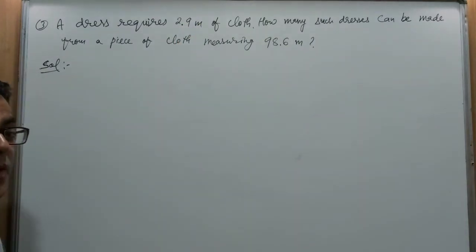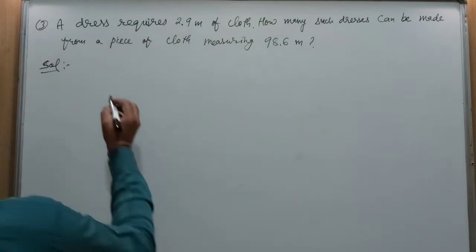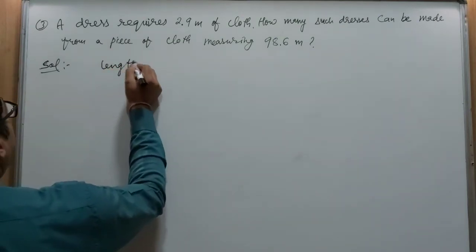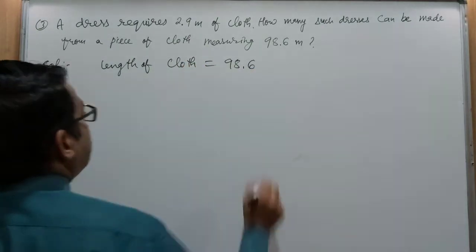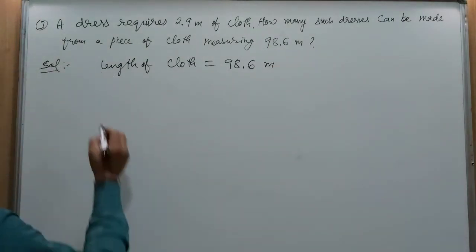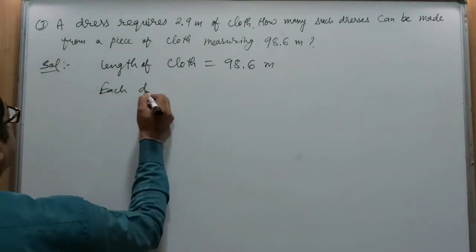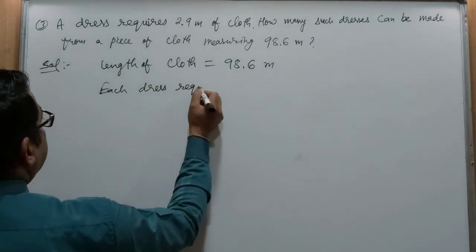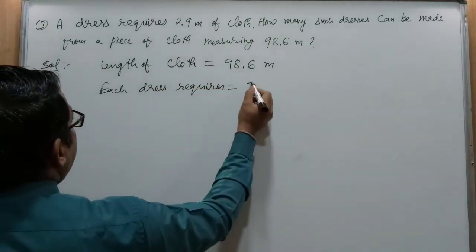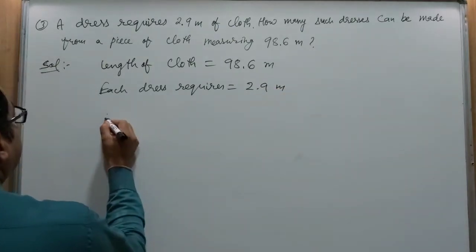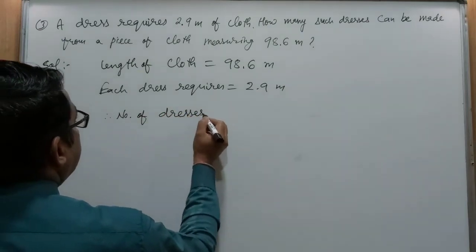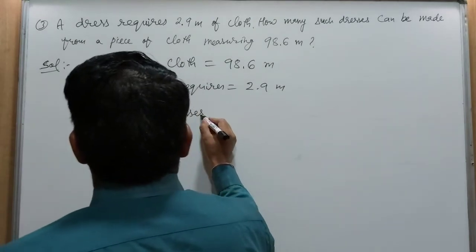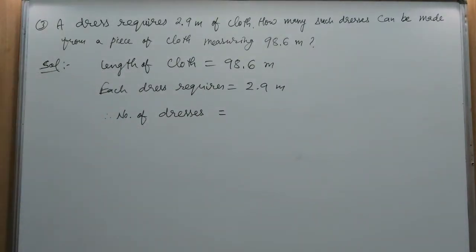So you can easily find the number of dresses that the tailor will stitch from this cloth. The length of cloth is given as 98.6 meters, and each dress requires 2.9 meters. So therefore, the number of dresses, how many dresses you can make.